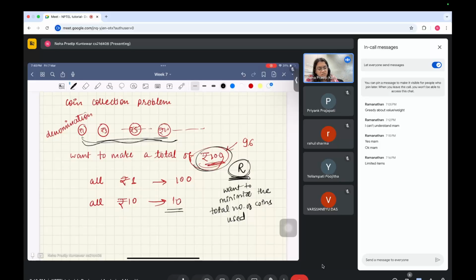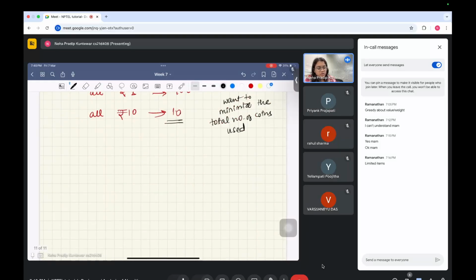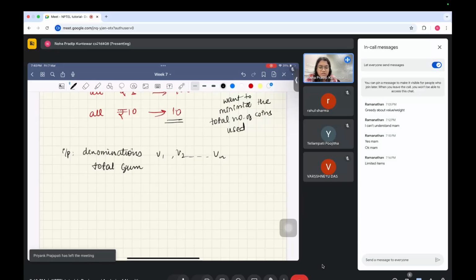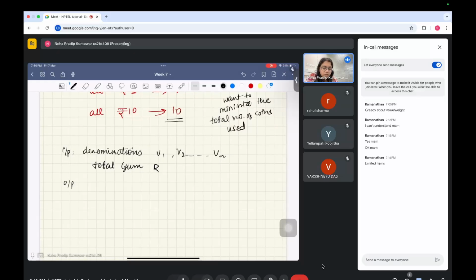Then let me say p1, p2, p. So the denominations you have are of values v1, v2 up to vn. These are the n coins you have with different values v1 to vn. You can use them as many times as you want, and the total sum that you want to make is rupees r. And what you want to do is minimize the number of coins used.